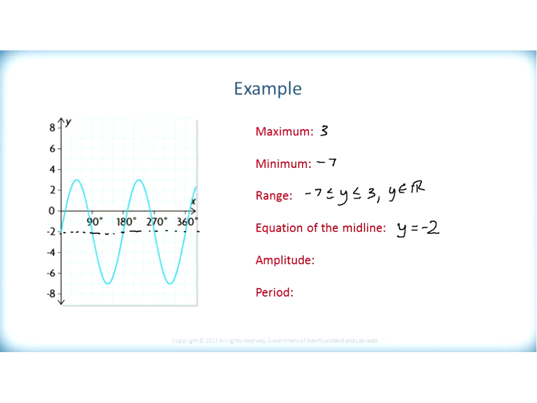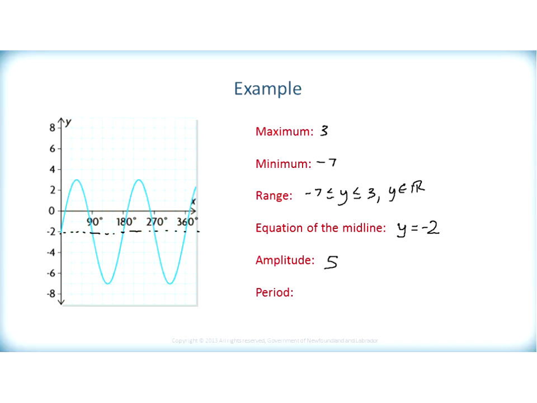The amplitude, which we just counted, is the distance from our midline to our maximum, or midline to our minimum. And the amplitude is always positive. 1, 2, 3, 4, 5. Our amplitude is 5.